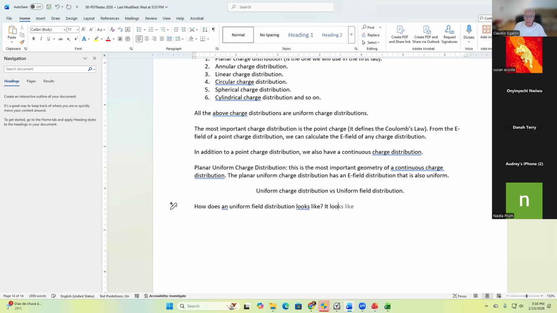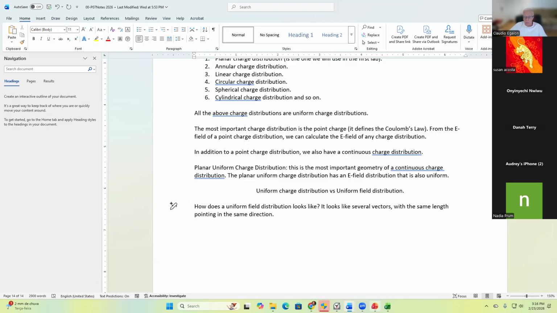It looks like several vectors with the same length pointing in the same direction. Okay? That's how a uniform field distribution looks.